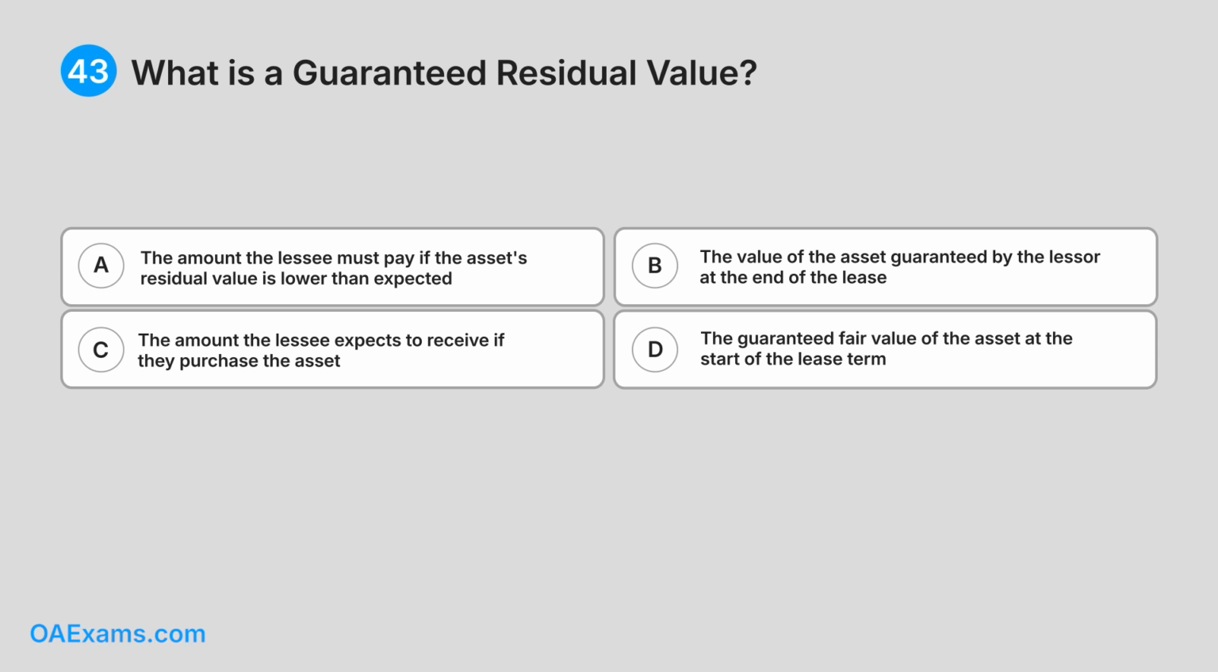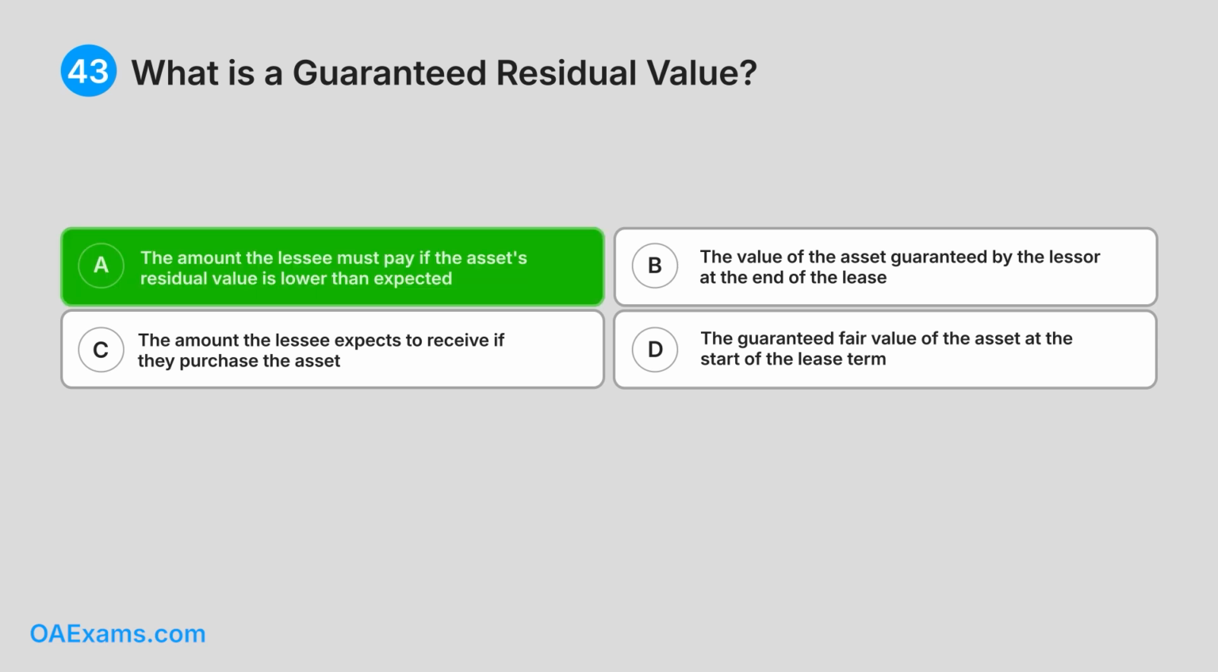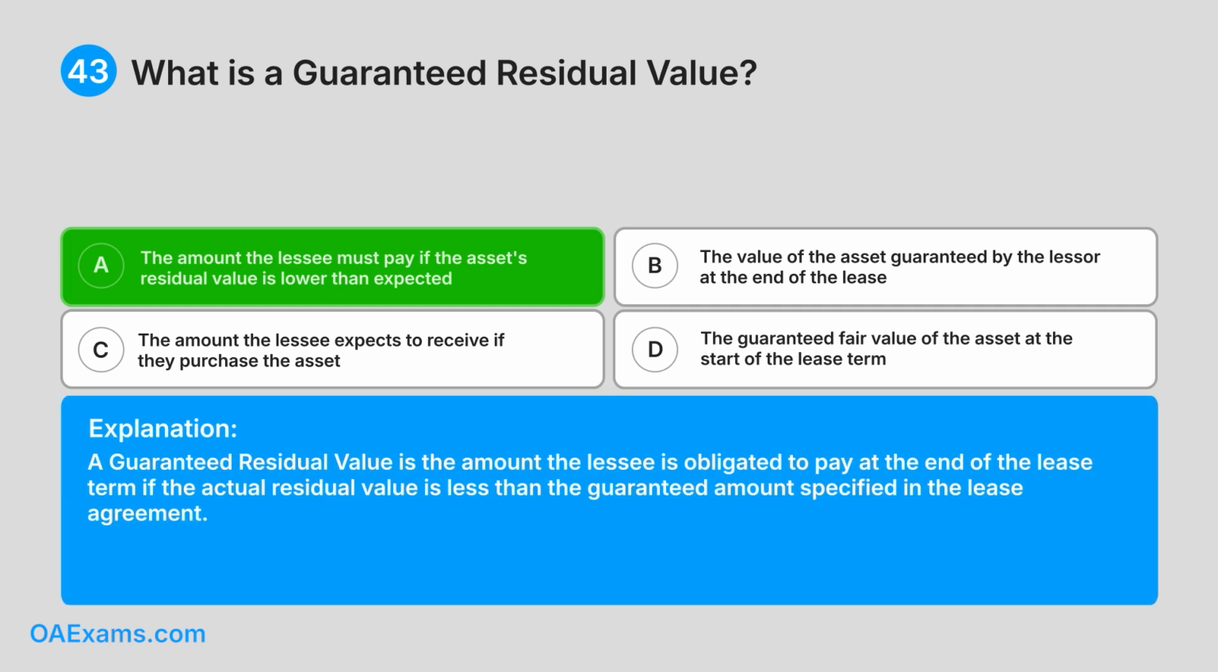Correct answer. A. The amount the lessee must pay if the asset's residual value is lower than expected. Explanation. A guaranteed residual value is the amount the lessee is obligated to pay at the end of the lease term if the actual residual value is less than the guaranteed amount specified in the lease agreement.